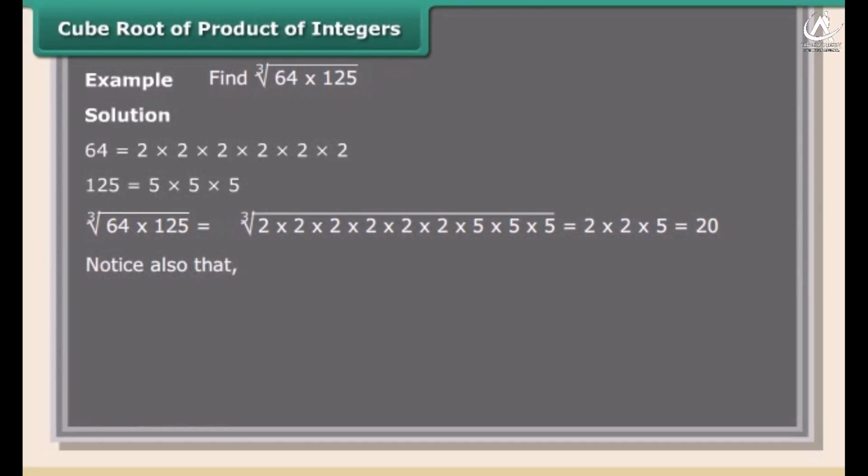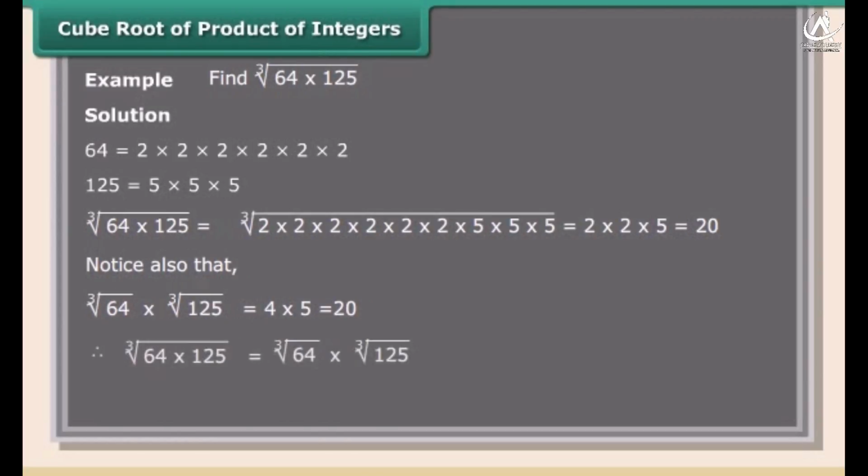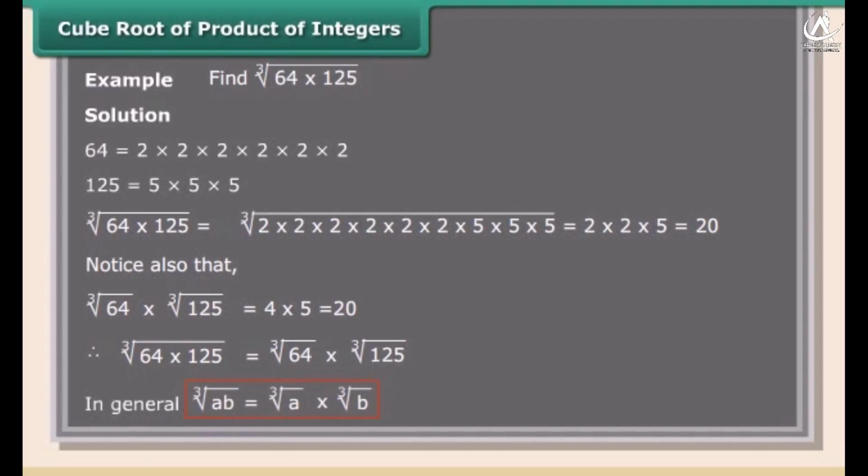Also notice that the cube root of 64 times the cube root of 125 is equal to 4 × 5, which equals 20. Therefore, the cube root of 64 × 125 is equal to the cube root of 64 times the cube root of 125. In general, the cube root of AB is equal to the cube root of A times the cube root of B.